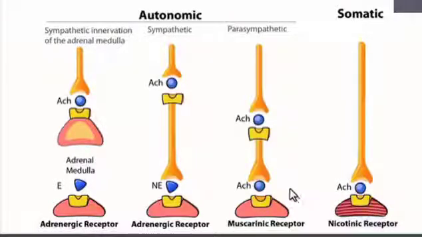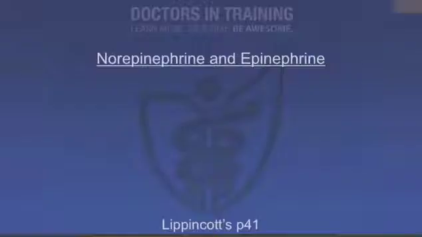The postganglionic parasympathetics are acting on muscarinic receptors. This is the only muscarinic receptor in the entire chart. There are other cholinergic neurons and nicotinic and muscarinic receptors elsewhere in the central nervous system. Next, let's talk about norepinephrine and epinephrine.